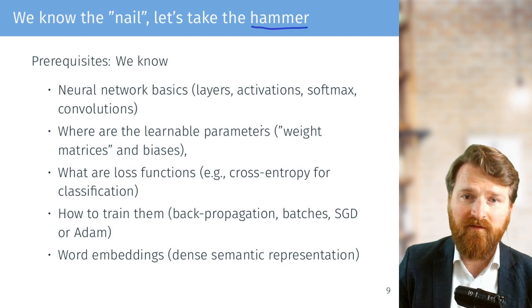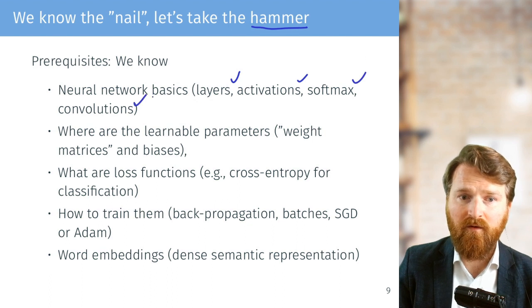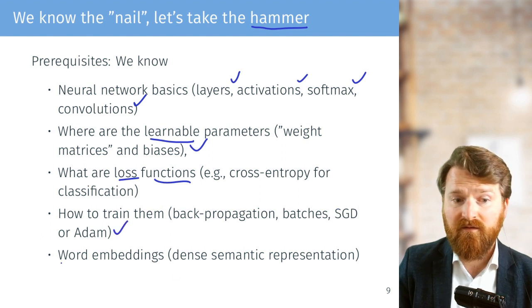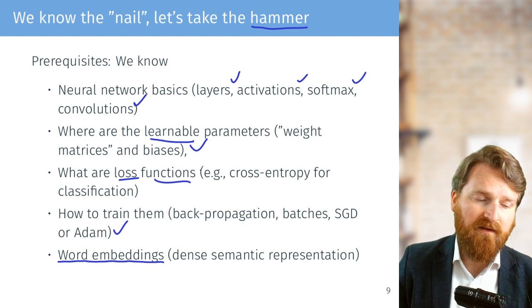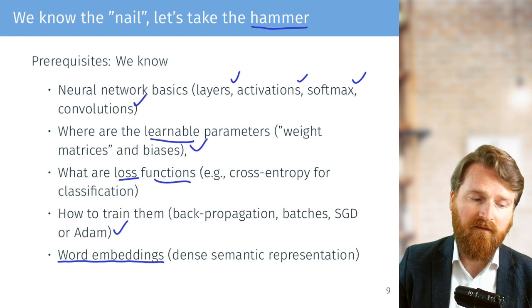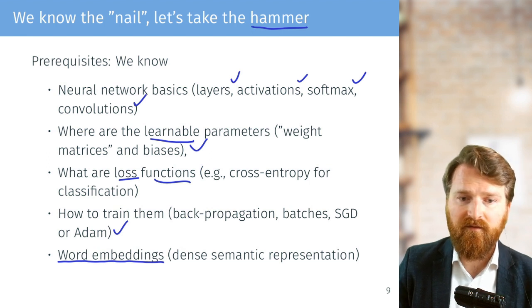So we have this hammer of deep learning. We know layers, activations, the softmax function, and we know convolutions. We know what we have to learn, so matrices and biases. We know loss functions already, for example cross entropy for classification. We know how to train them using backpropagation and SGD or Adam and so on. We also talked quite a lot about word embeddings and their different flavors. We also tackled multilingual word embeddings or syntax-based embeddings and so on. So this is something which we use for dense semantic representation.